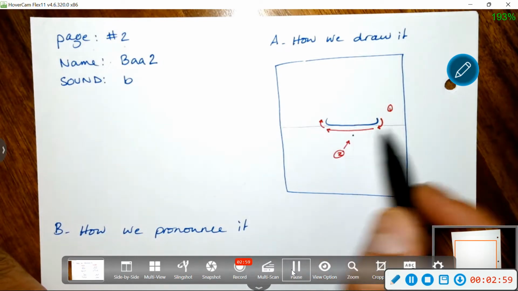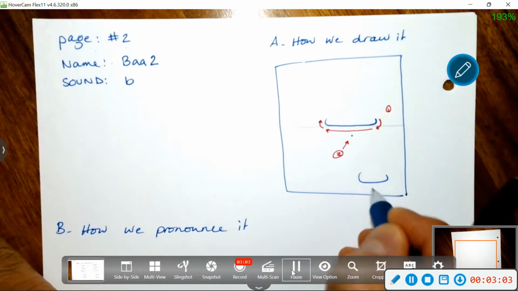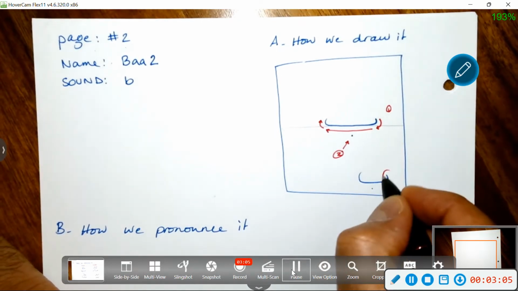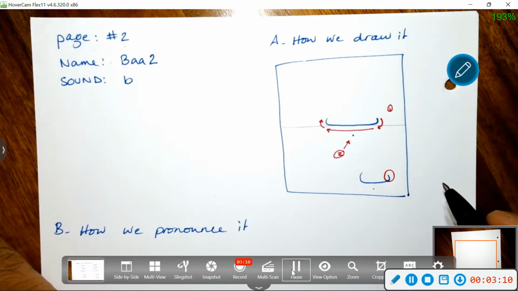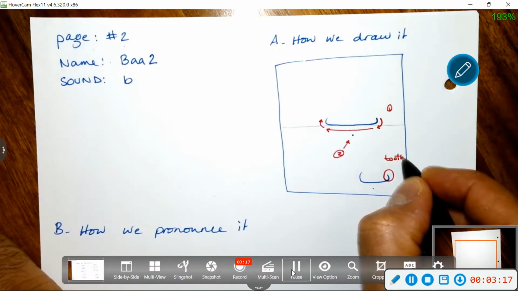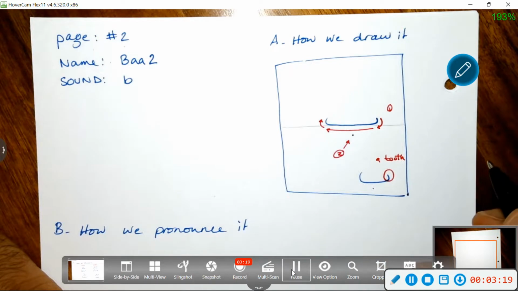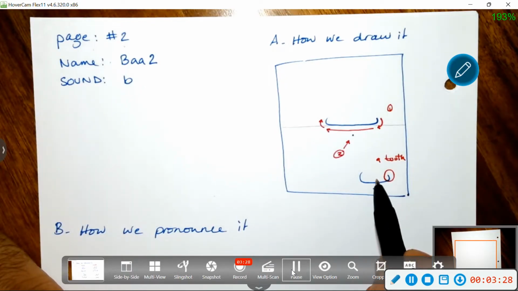Also, we have this part of Ba, which we call a tooth, sin. This part is very important, because when we connect letters to each other, this is the only part that remains from the letter Ba.